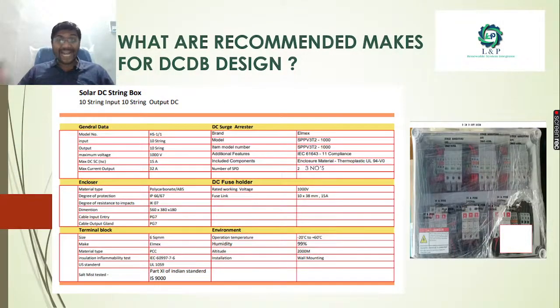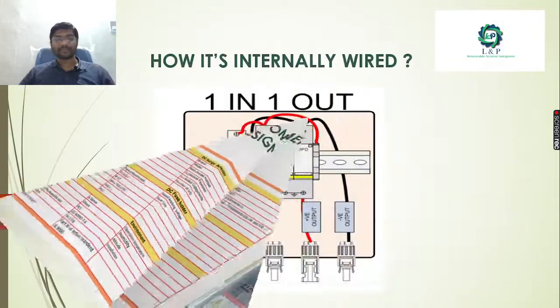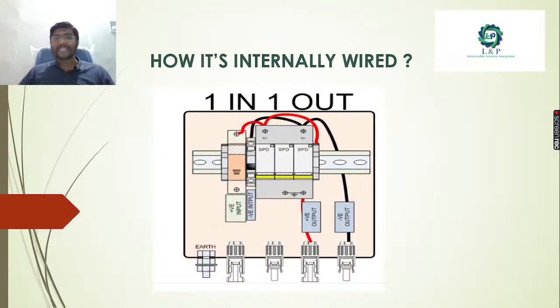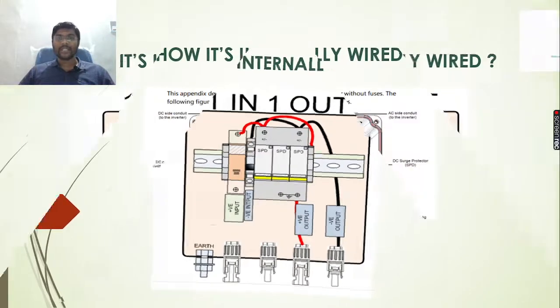If you are going for a 10-in 10-out, we will have spare strings as well. Here we will use 3 SPDs, surge protection devices. The maximum voltage we can consider is 1000 volt, and we will have 10 inputs and 10 outputs. Mostly the terminal blocks that we can use are 6 square. This is an example of how it is internally wired. This is a simple example of a 1-in 1-out DCDB.